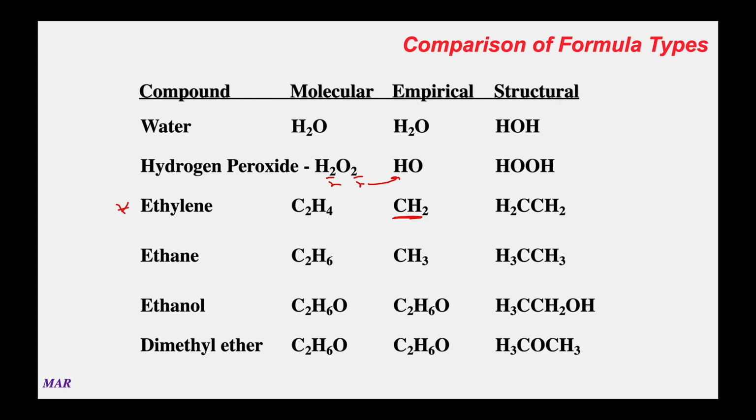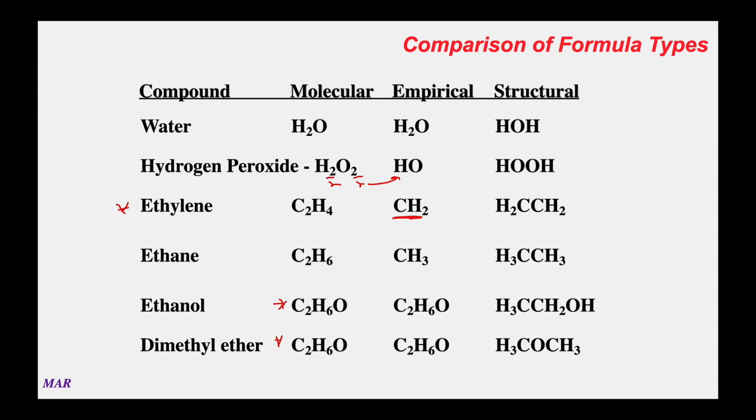Ethane sounds kind of like ethylene, but it is different. It has more hydrogens. It's C2H6. So if you divide both the 2 and the 6 by 2, you're still going to end up with whole numbers. That's why ethane has an empirical formula of CH3. And you can see there how ethane kind of has an H3C and then another CH3 on the other side of it. Now, ethanol and dimethyl ether, the last two examples, have the same molecular formula.